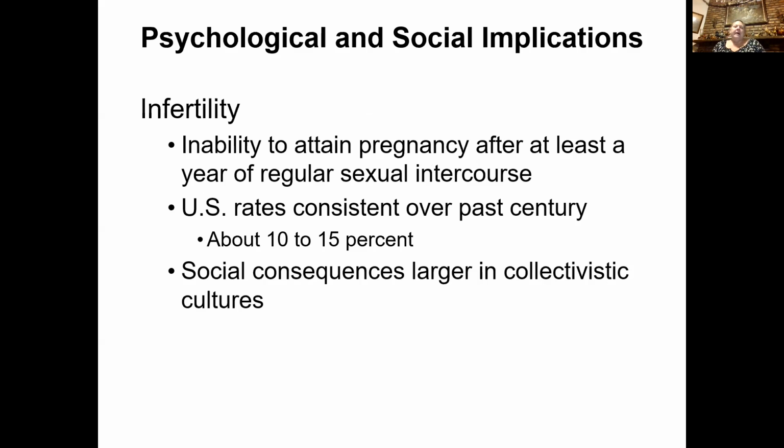Next, we're going to talk a little bit about infertility. Infertility is an inability to attain pregnancy after at least a year of regular sexual intercourse. Basically, if you've only been trying for 6 months, you've been off the pill for 6 months, and have been trying to have a baby, you're not going to be considered as having an issue with infertility unless it's been over a year of trying and you still are not able to get pregnant. US rates have been consistent over the past century, about 10 to 15%.